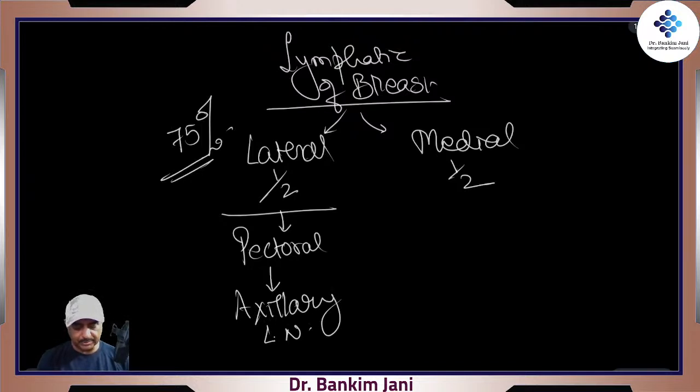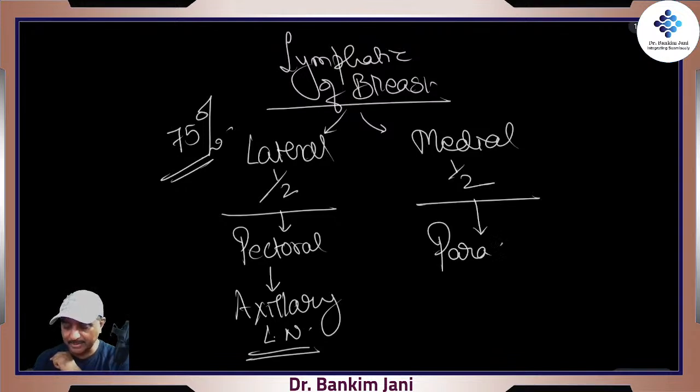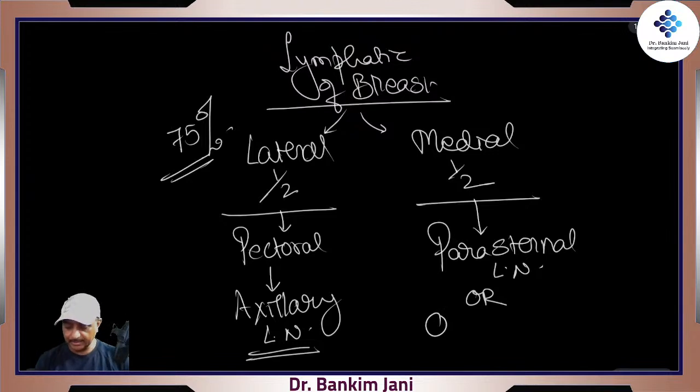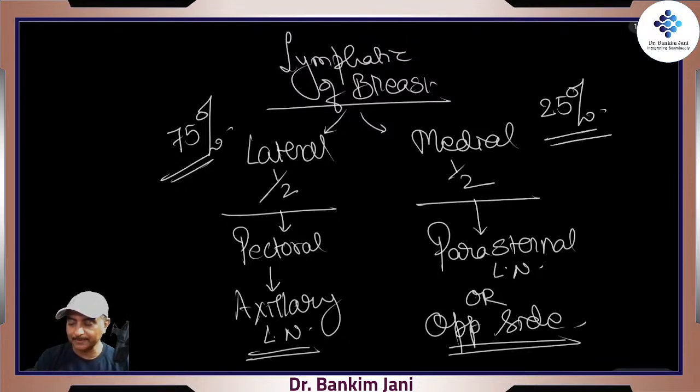That's the reason it is so important where exactly the mass is. When it comes to the medial half, it will drain into the parasternal lymph nodes, that means they are near the sternum, or it drains into the opposite side. So that's the reason that with any medial side involvement, it is very easy to get the opposite side involved. This is about 25% of the lymphatics, so do remember this important difference.